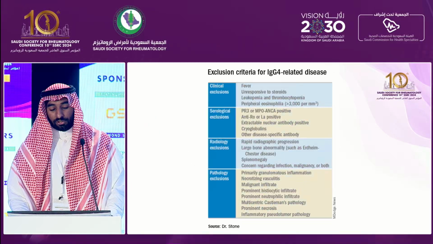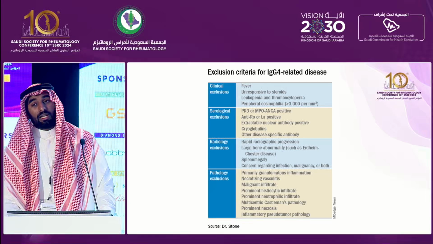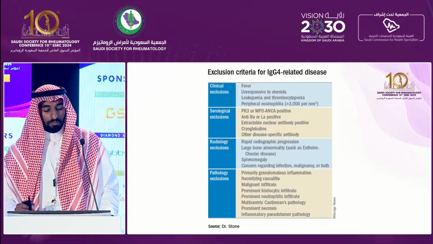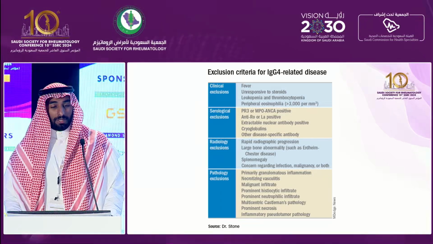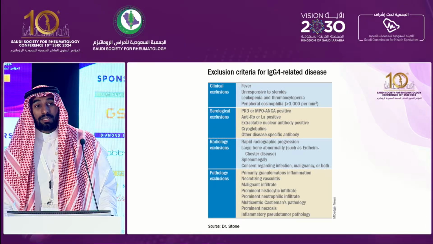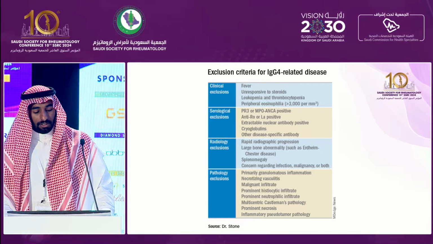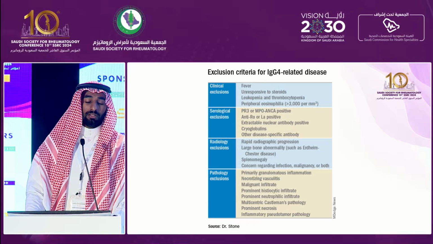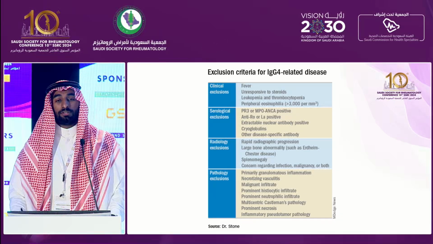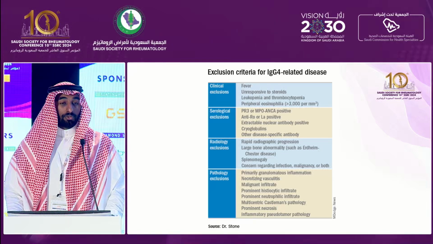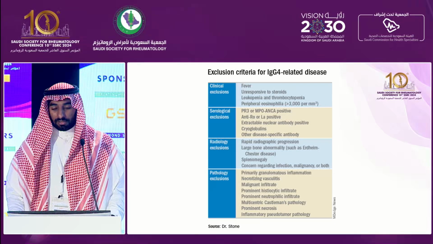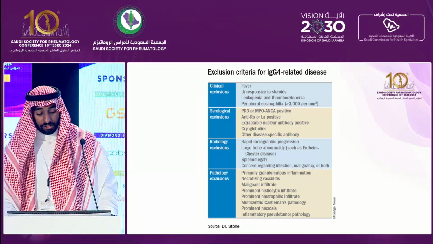We do have several exclusion criteria. Clinically, if patients have fever, poor response to steroids, marked leukopenia or thrombocytopenia, or peripheral eosinophilia more than 3,000, this makes it less likely to be IgG4-related. Serologically, if we have any of the specific antibodies like PR3, MPO, anti-Ro or La, extractable nuclear antibodies, or cryoglobulin, all of these may make it less likely to be related to IgG4.